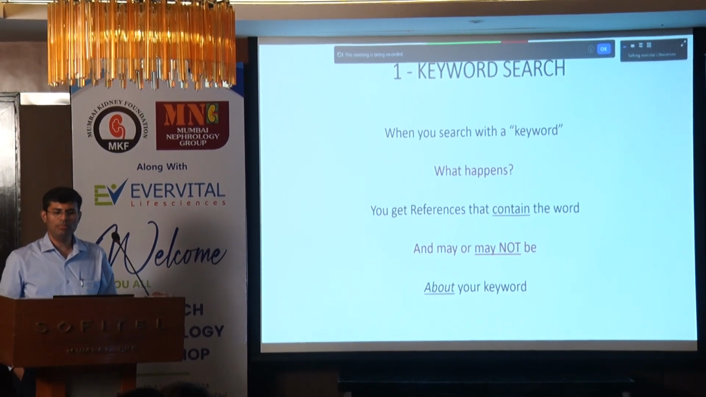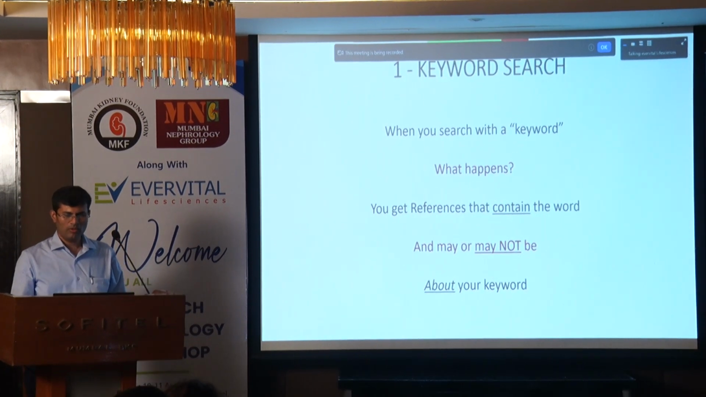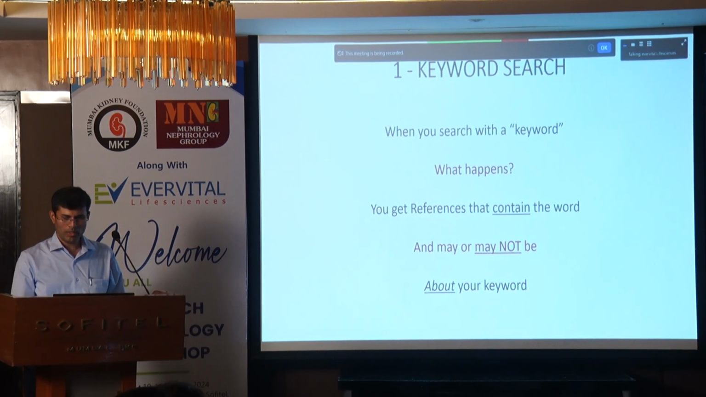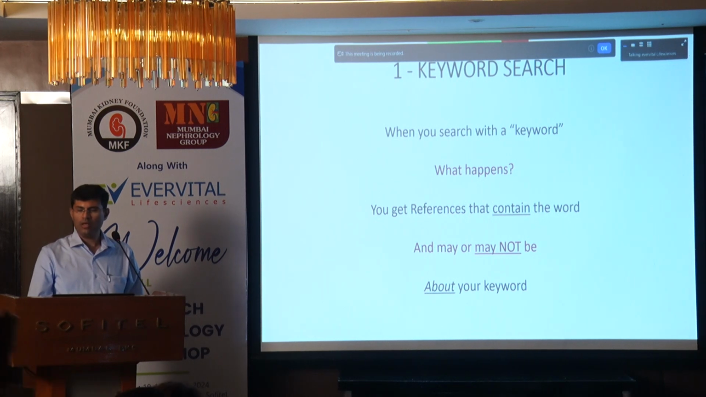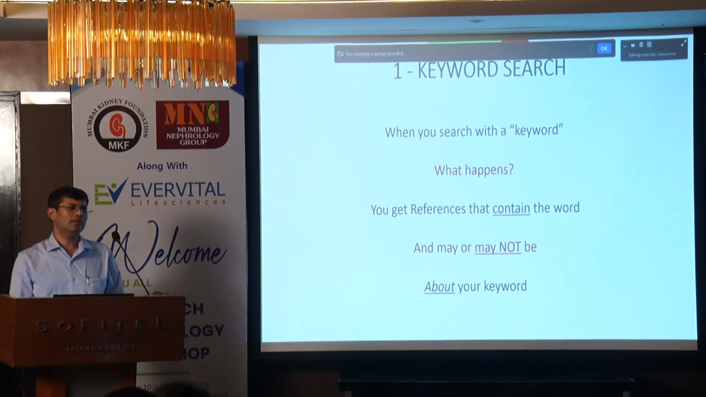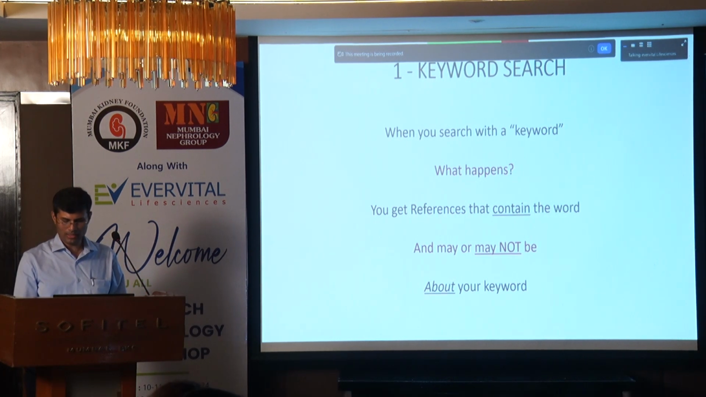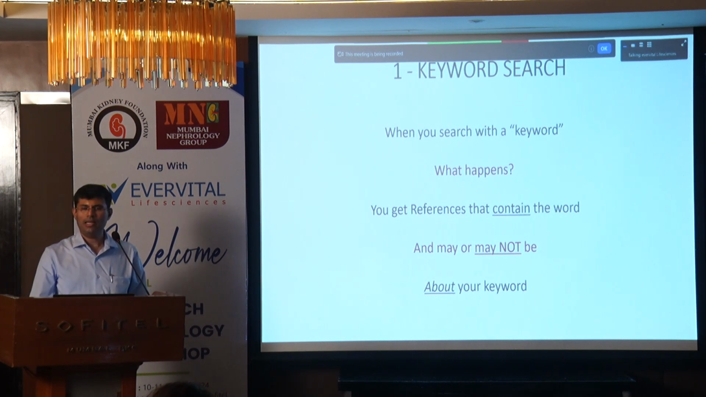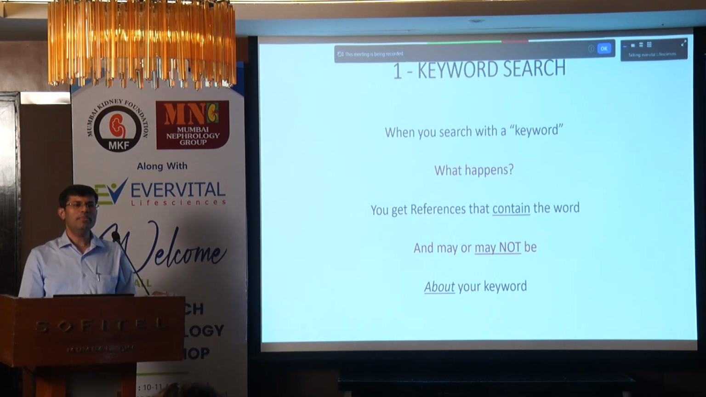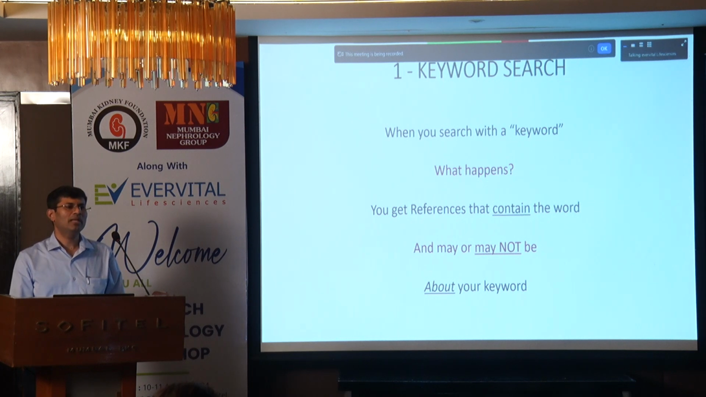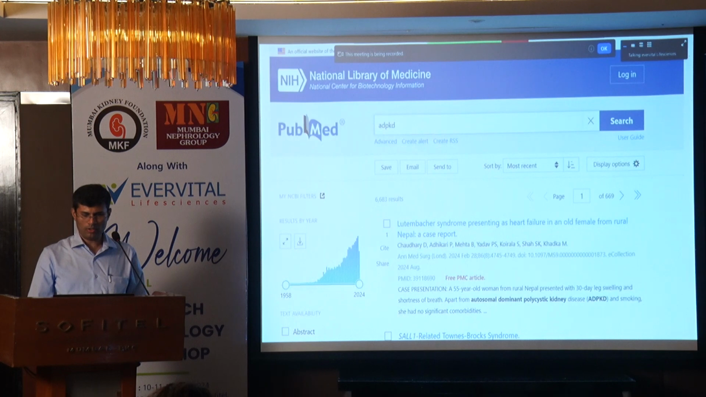Let's start with a simple keyword search. When you search with a keyword, you get references which contain that word anywhere, in the title, abstract, or the paper itself. The article may or may not be about that word, but the word is there somewhere in the title, abstract, or the main paper.